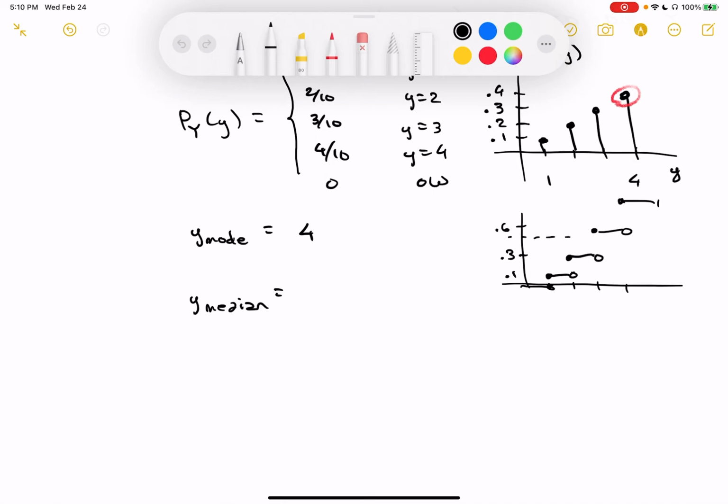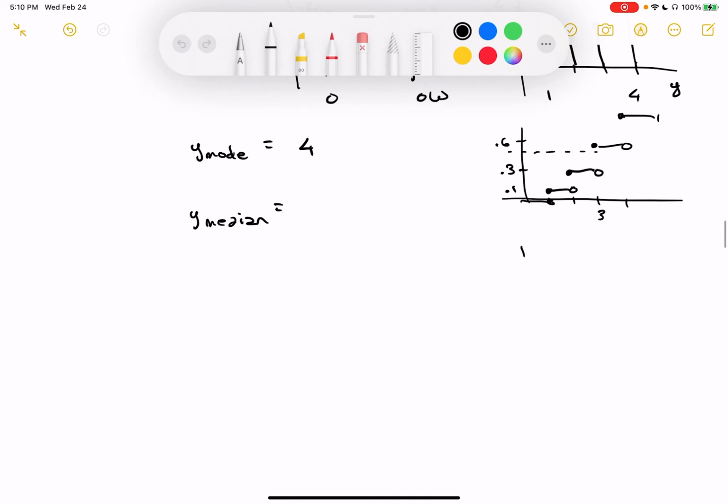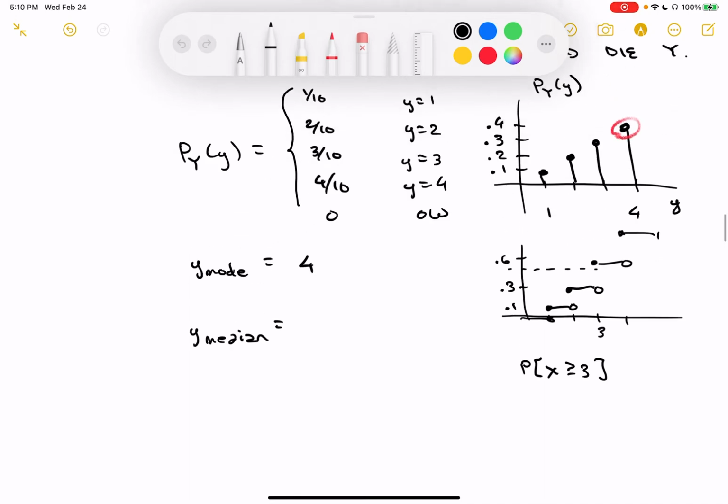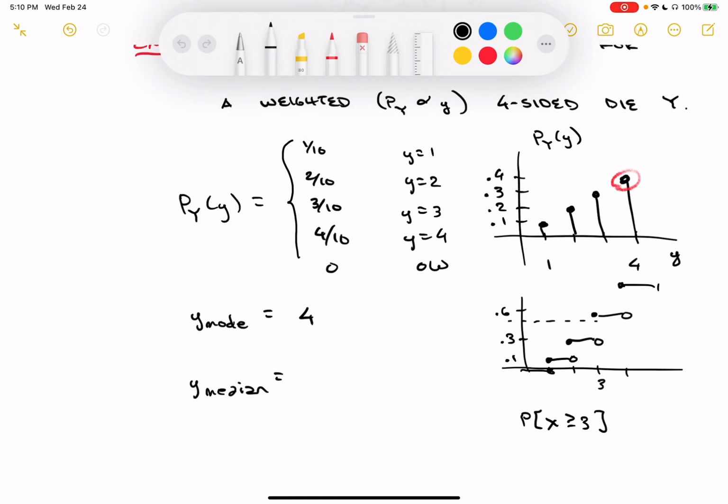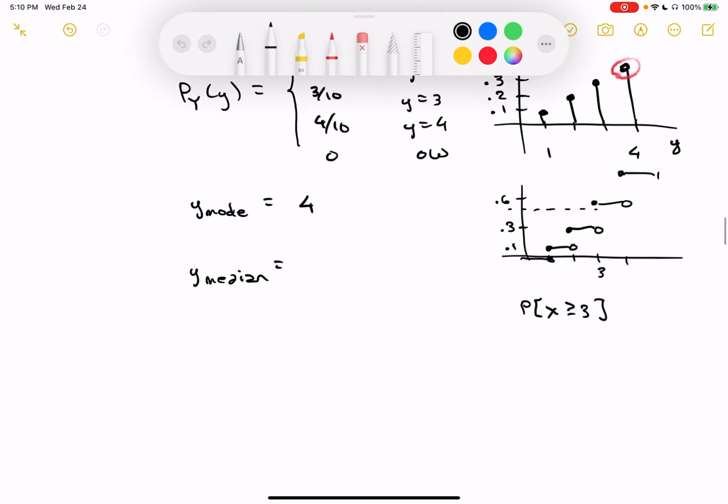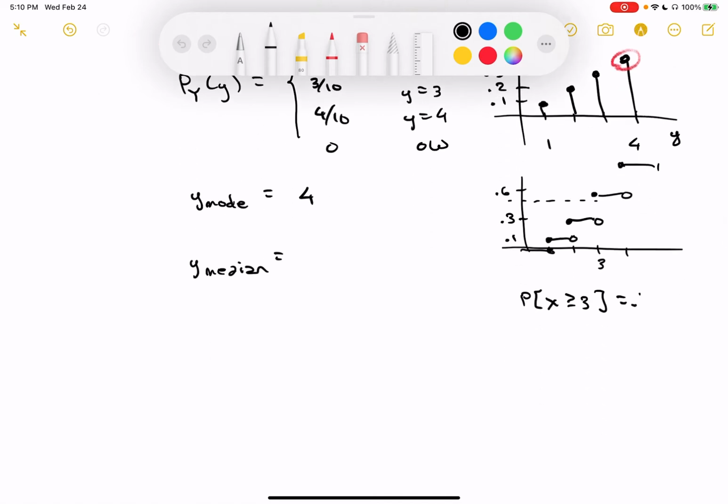So this median said something about it being like the 50% point. If I look at that 50% point, that seems to be coming in somewhere around that 3 point, right? There's that jump in there. So let's try out that value of 3. Let's take a look at what is the probability that x is greater than or equal to 3. If I go ahead and do that and count it out, 3 has probability of 30%, 4 has probability of 40%, so 0.3 and 0.4 is going to be 0.7.